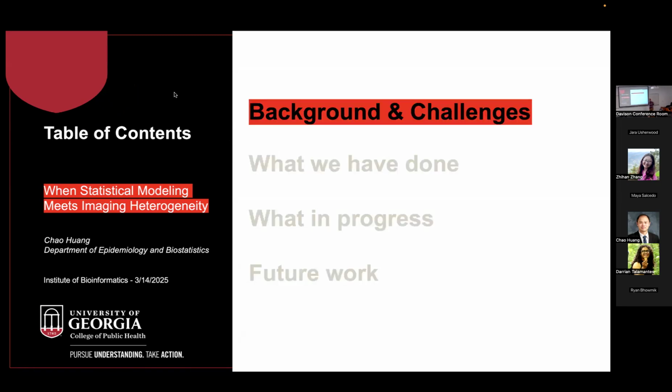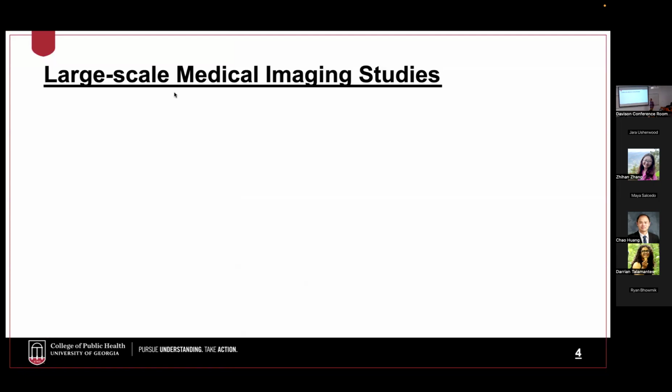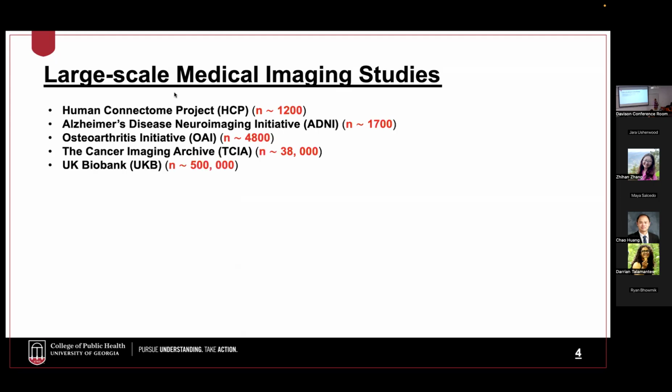For the background and challenges, with the rapid development of modern technology, these days if you go to government agencies, you can see that they announce different kinds of large-scale medical imaging studies. For example, the Human Connectome Project, the Alzheimer's Disease Neuroimaging Initiative, the Osteoarthritis Initiative, the Cancer Imaging Archive, and also the UK Biobank. Maybe you are interested in or have some experience with these data sets.